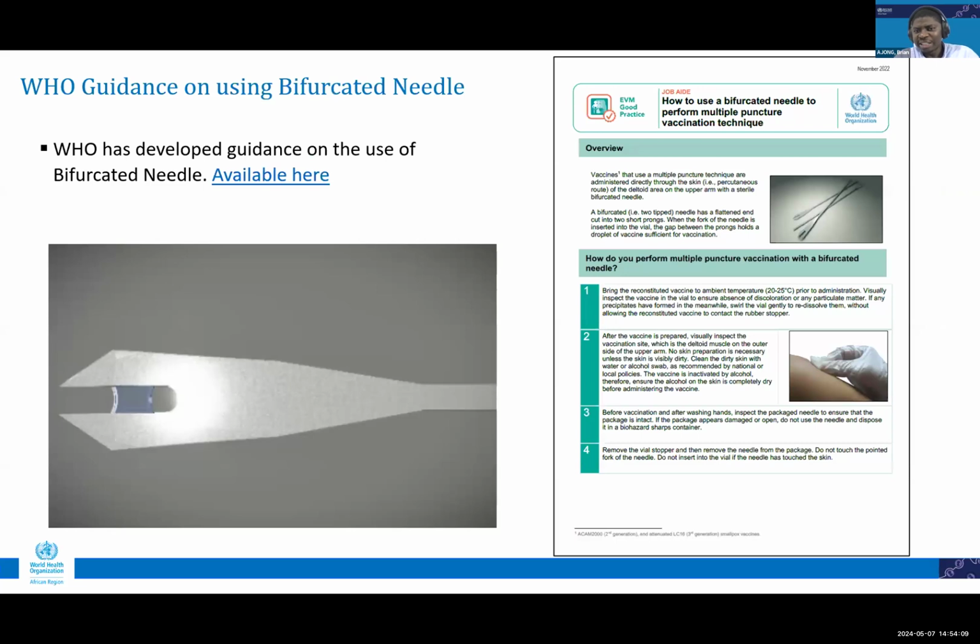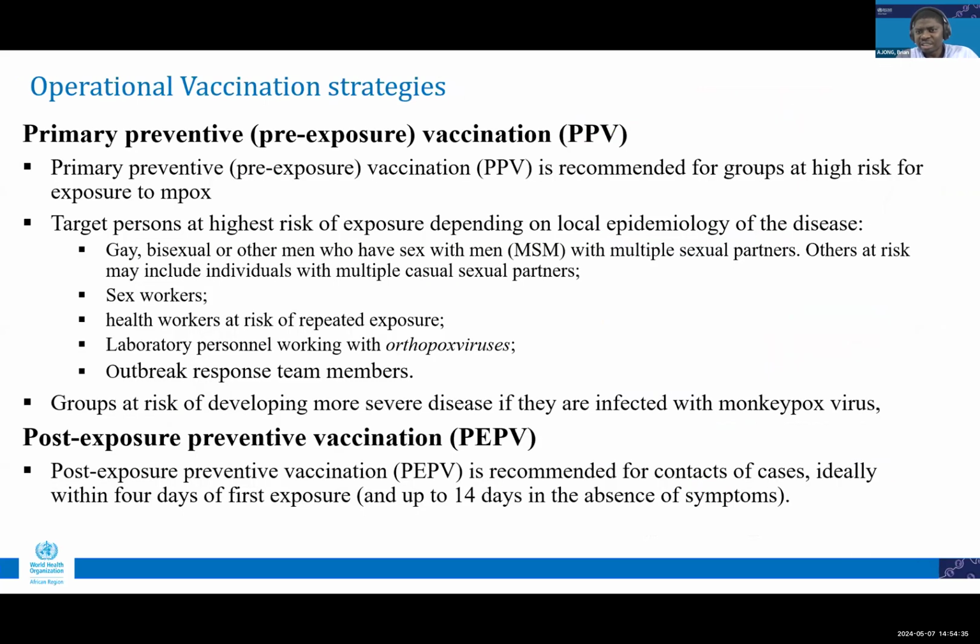Most of us connected here may not have seen the bifurcated needle being used since it was used in smallpox vaccination. WHO has developed guidance on how to use the bifurcated needle. You have a link here, and when we share the slide set, you'll be able to access it and look at the different use cases and how the bifurcated needle is used to administer the LC16 and ACAM 2000 vaccines against mpox.